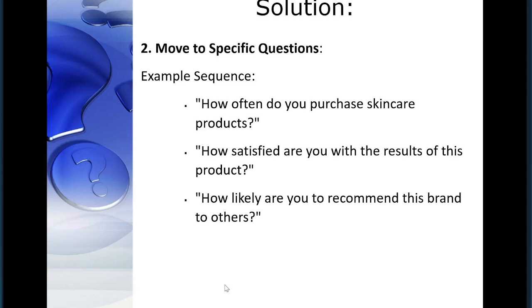See the solution here. Example sequence could be: how often do you purchase skincare products? How satisfied are you with the results of the product? How likely are you to recommend this brand to others? So, this funnel approach starts with the broader questions to ease respondents into the survey, moving towards specific and reflective questions for richer data.